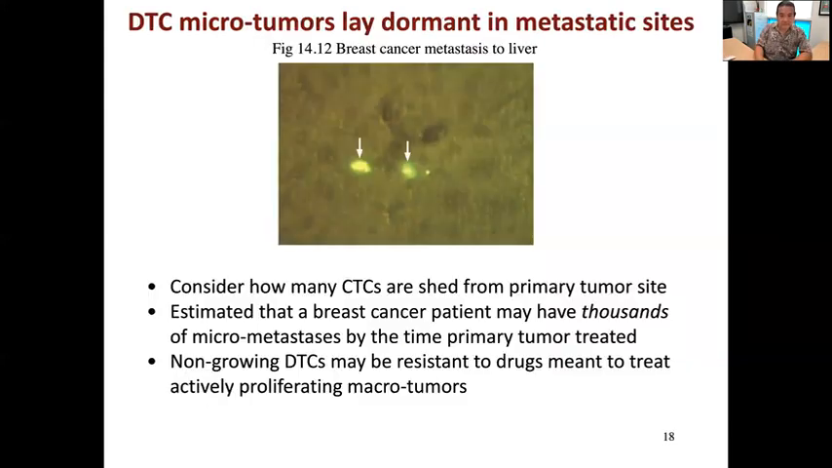Okay. So the important thing to keep in mind is that these DTC microtumors can lay dormant in metastatic sites all over the body indefinitely, right? So again, here's an image of breast cancer cells that have metastasized to liver. The green around it, this olive green, is liver cells, and these bright fluorescing things are the micrometastases.